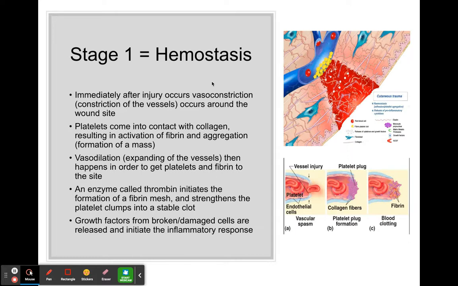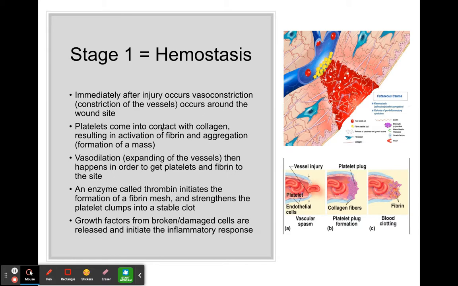The first step of skin wound healing is called hemostasis. This happens immediately after your injury. What happens is something called vasoconstriction. Think of the word constrict, which means to tighten. So what first happens is your blood vessels constrict around the wound site, hopefully to keep it from bleeding out.